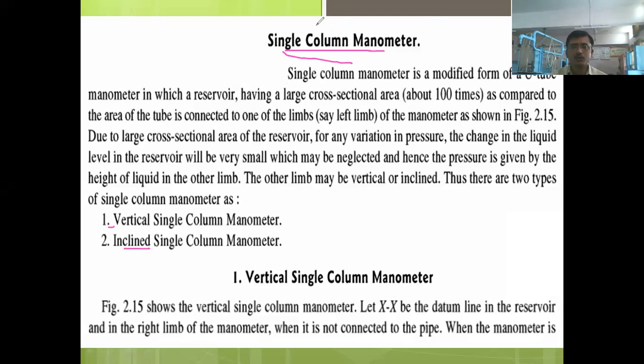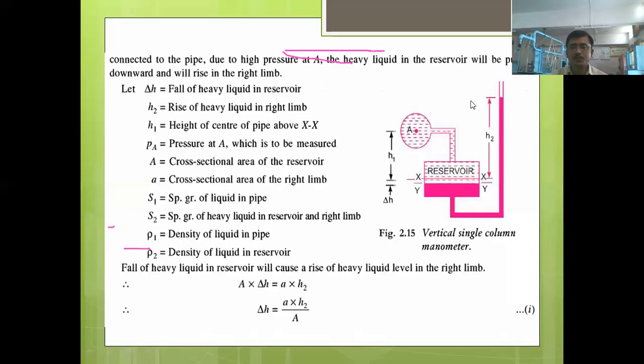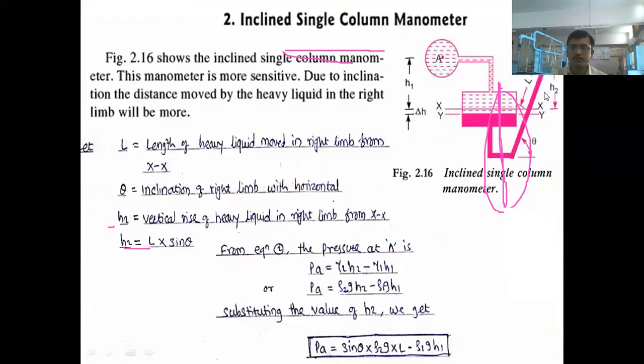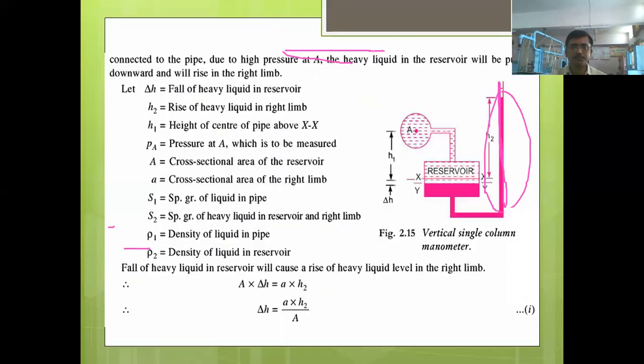One is the vertical single column manometer and the other is the inclined single column manometer. So what is that single column? In the diagram, this column on the right side is called the single column. In the vertical single column manometer, the column is straight vertical, and in the inclined single column manometer, this column is inclined like this. Depending upon its inclination, whether vertical or inclined, there are two types of single column manometers.